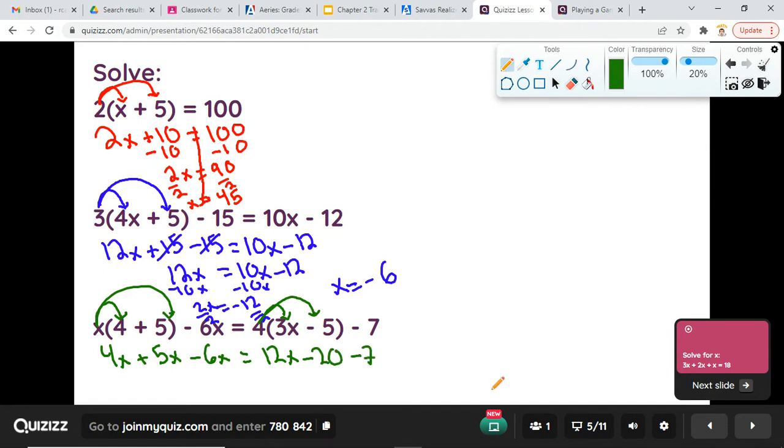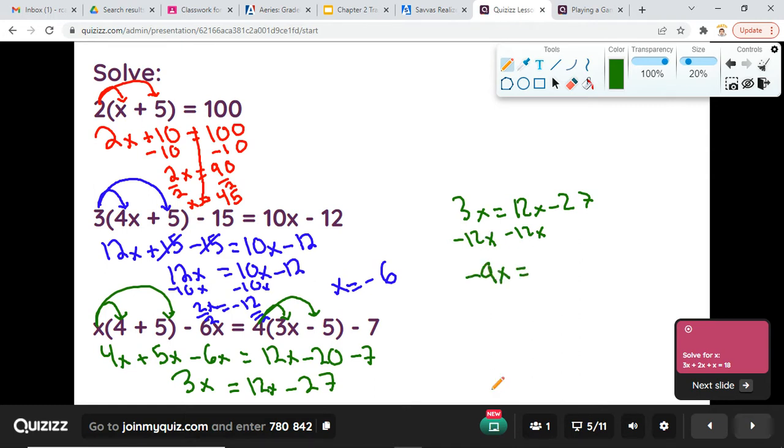Now let's do some combining like terms here. 4x plus 5x is 9x. Minus 6x is 3x. So 3x is equal to 12x, and negative 20 and minus 7 would give me negative 27. Let's write this over here. All right, now we could solve here by subtracting 12x from both sides of our equation. I get 3x minus 12x is going to give me negative 9x is equal to negative 27.